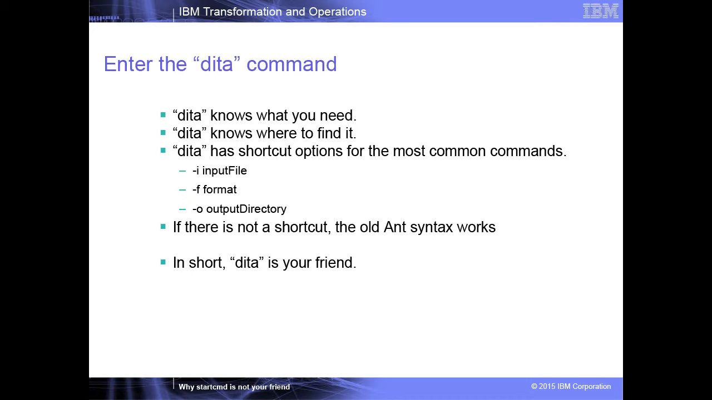You still have access to all the old parameters using that ugly old Ant syntax, the same thing you had used previously. But it knows where to find things. You can call it from anywhere on your computer. All you have to do is know where that toolkit exists. You call it with a path. You can update environment variables so that from anywhere on your computer, you just type DITA, and that means run the toolkit. Or you can just point to the toolkit itself.